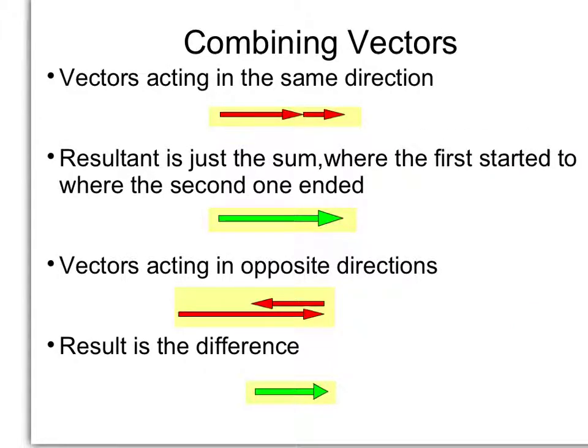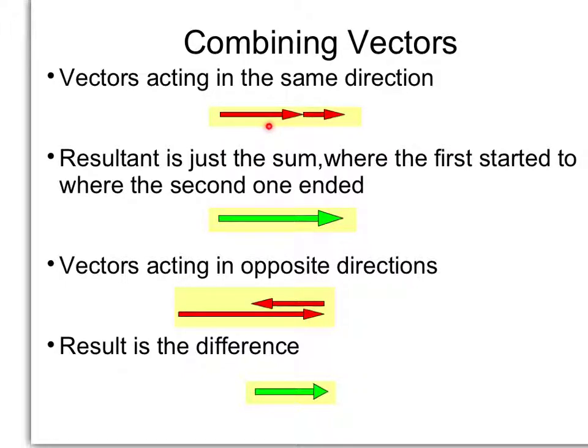Okay, now we get into adding vectors. The simplest example is when you have two vectors that are acting in the same direction. So you represent each one of the vectors by an arrow, as you've seen here, and you string together the arrows, tail to tip. So in other words, the tail of the second vector here is connected to the tip of the first vector here.